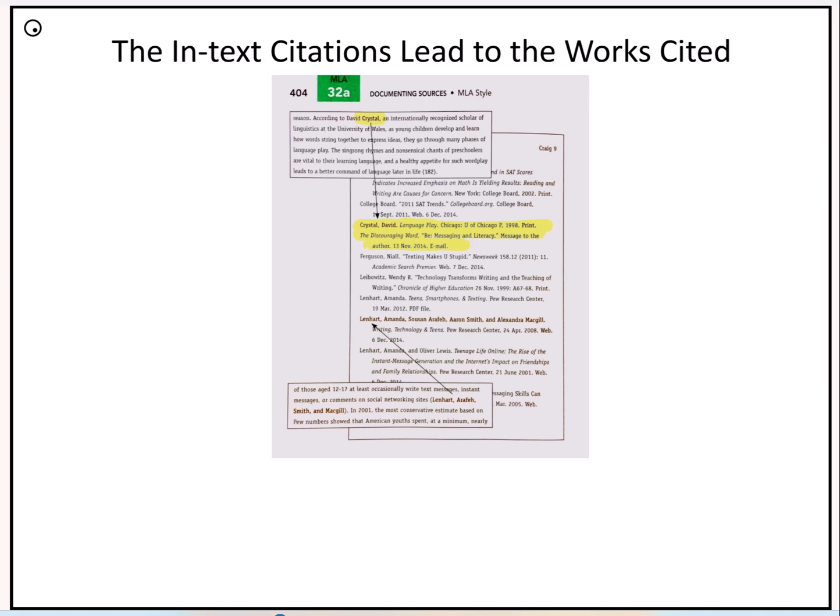And again, here's an example of an author right there. This was seen in text, and then the full citation is given in the Works Cited page.